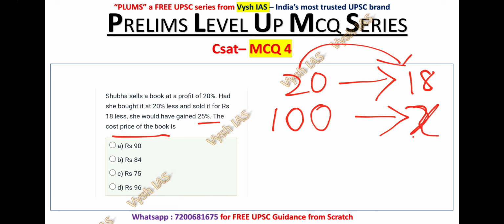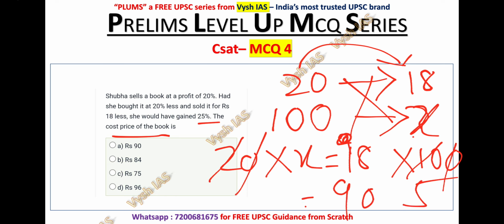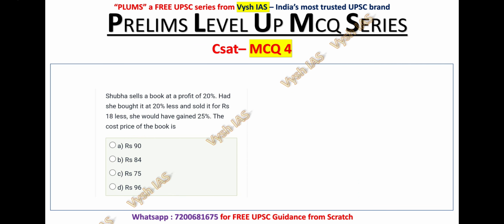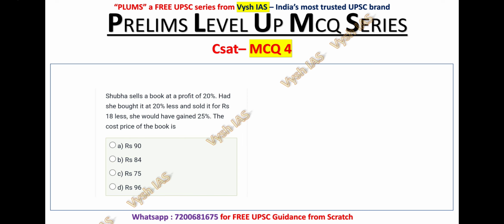If we take the 100 value as x, then cross multiplying, 20 into x is equal to 18 into 100. The zeros get cancelled. 2 1s are 2, 2 5s are 10. So 18 5s is nothing but 90. So 90 is the correct answer. Option A is the correct answer for question number 4. Let me mark it.